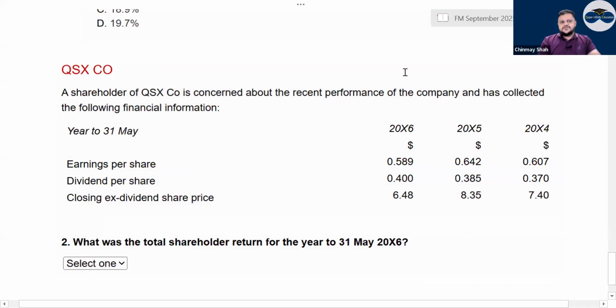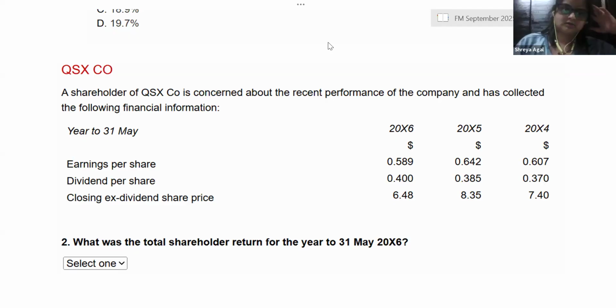A shareholder of QSX company is concerned about the recent performance of the company and has collected the following financial information year to 31st May. Correct? EPS दिया है, DPS दिया है, closing ex dividend share price. Correct? What should I do? Tell me, TSR is related to what? Share price, dividend, EPS. What will you take? Tell me. Dividend. ठीक है. Right, then what should I do?